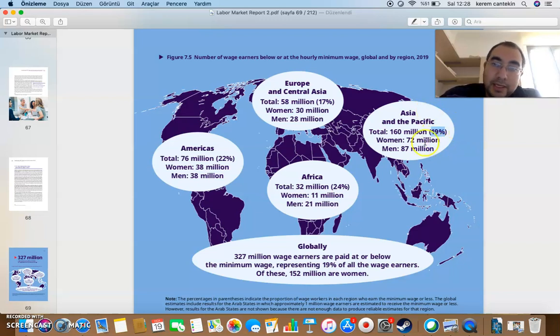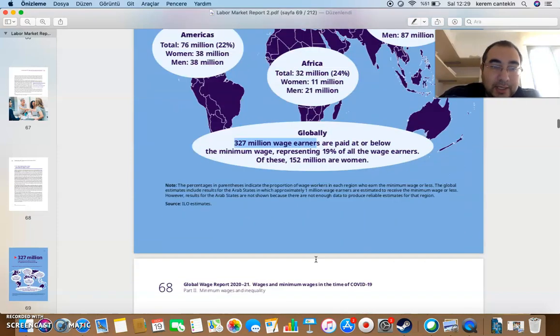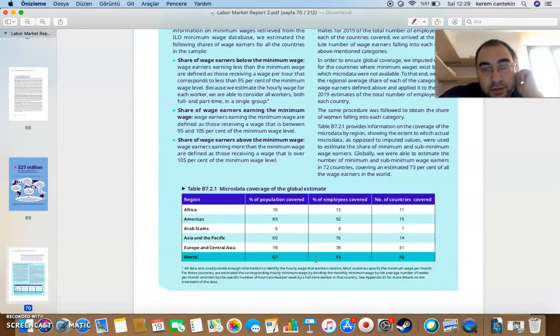Anyway, in Asia and Pacific, 19% of the population is working at or under minimum wage. In Africa, 24%. In America, 22%, basically. And in the world in total, 327 million wage earners are paid at or below minimum wage. Again, this doesn't include the countries which don't have minimum wage, basically. And these are the 2019 figures.